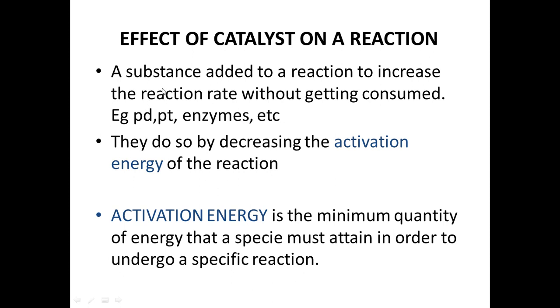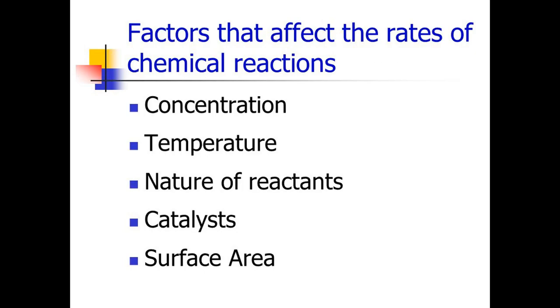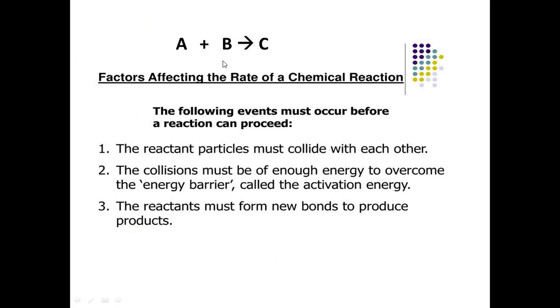How do they increase the rate of a chemical reaction? They do so by decreasing the activation energy of the reaction. Then what is an activation energy? Activation energy is the minimum amount of energy which a species must attain in order to undergo a specific reaction. As we discussed earlier, if you want to convert A and B to C, there must be bond breaking and new bond formation, which is achieved by absorbing some amount of energy to break the bonds to form the new ones.